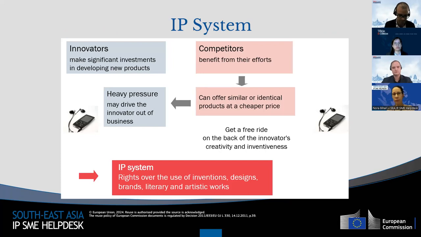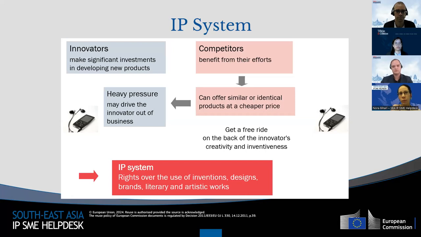Next slide, please. So whenever a new product is successful on the market, it's very likely that competitors will attempt to make a similar or identical product. The inventor will probably have invested significantly in developing a new product, establishing a supply chain for production, running marketing campaigns and funding distribution. So competitors benefit from this effort. They have greater market access, better connections with distributors and access to cheaper primary resources. As a result, they are able to offer their product at a cheaper price.